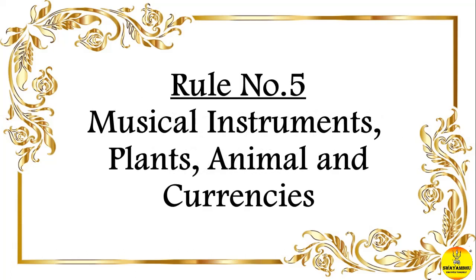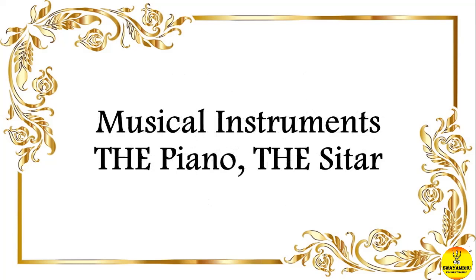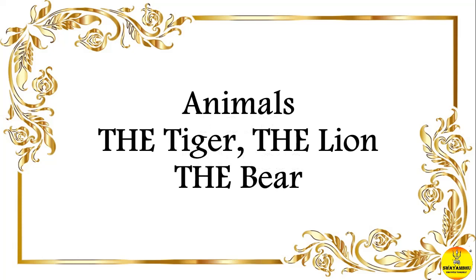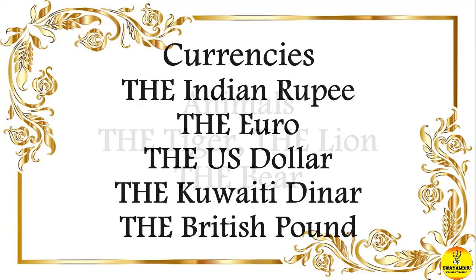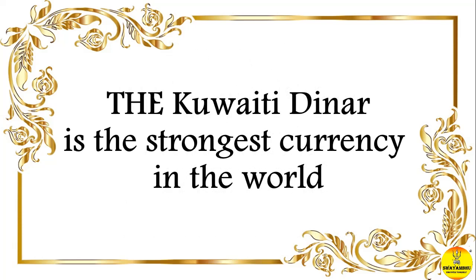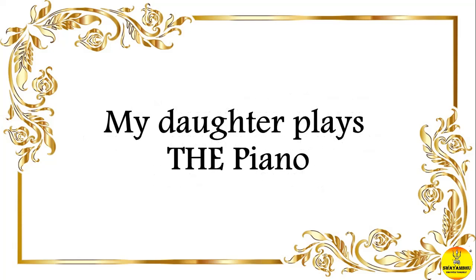The next rule, when we talk about musical instruments, plants, animals, and currencies. Musical instruments, the piano, the sitar. Plants, the rose. Animals, the tiger, the lion, the bear. Currencies, the Indian rupee, the euro, the US dollar, the Kuwaiti dinar, the British pound. The Kuwaiti dinar is the strongest currency in the world. My daughter plays the piano.